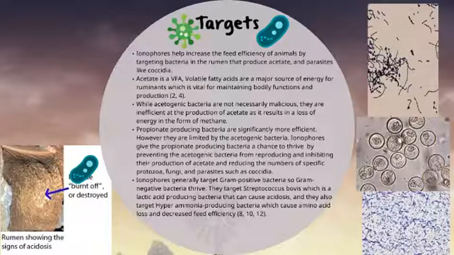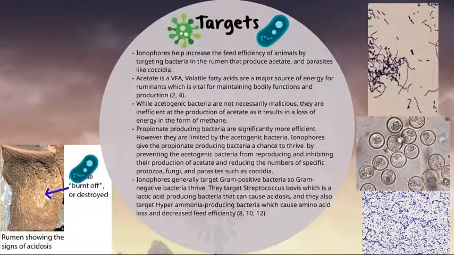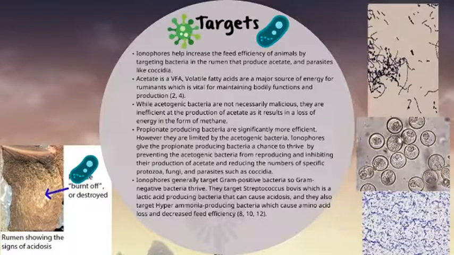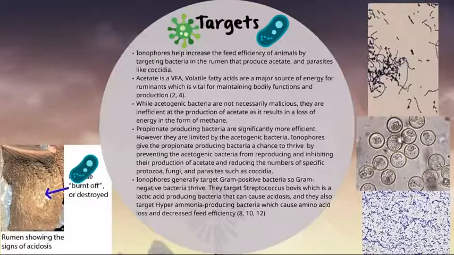In general, ionophores target gram-positive bacteria so that gram-negative bacteria can thrive. They target Streptococcus bovis, which is a lactic acid-producing bacteria that can cause acidosis, a major issue in the cattle industry. Ionophores also target hyperammonia-producing bacteria, which cause amino acid loss and decreased feed efficiency in ruminants such as goats.